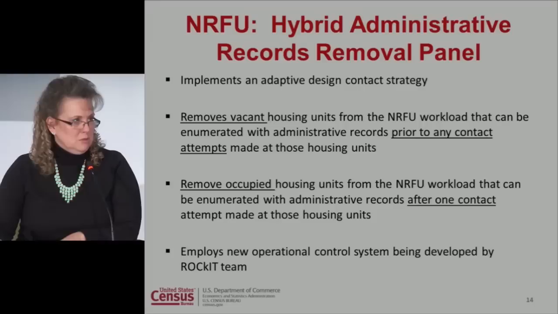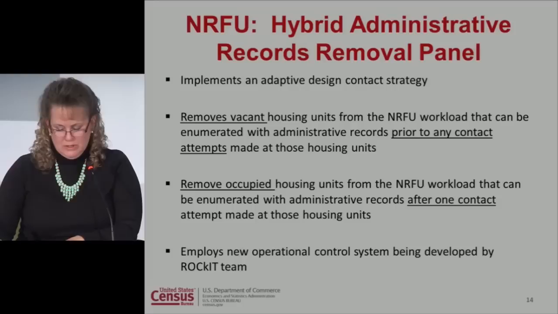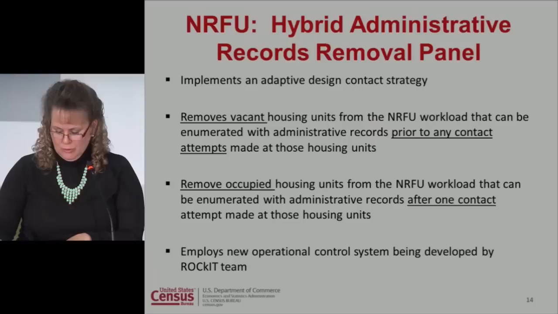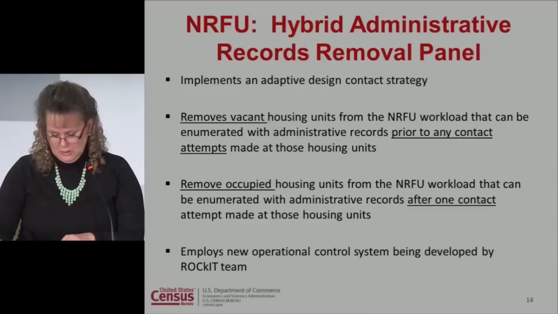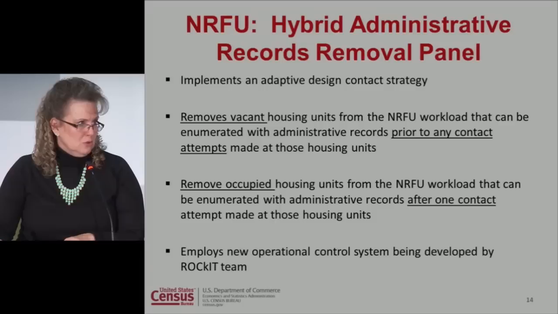For all housing units that have not been removed due to vacancy, enumerators will make one personal visit. After the initial personal visit, the remaining NRFU workload will be further reduced to remove any housing units that could be enumerated using administrative records. The methods to reduce the NRFU workload using administrative records are the same as those that will be employed for Panel 2, the full administrative record removal panel.